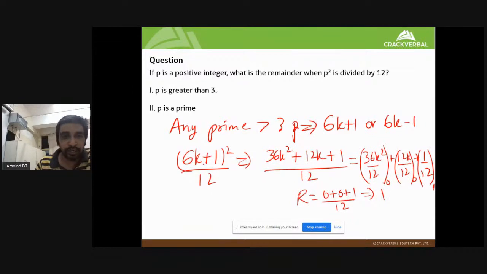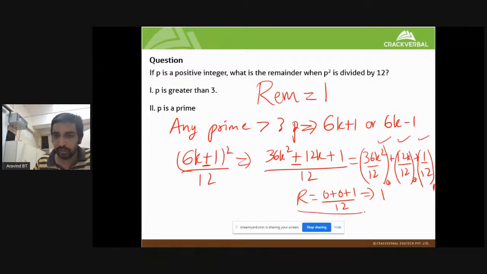What happens if I change it to 6k minus 1 the whole square? Nothing happens. You have 36k square minus 12k plus 1, right? You still have the same components. This component will give you 0, this component will give you 0, and the last component will still give you 1. And that is the reason why the remainder beyond a certain point actually is only 1. So when you combine both the statements, you understand that the remainder will always be 1. And the remainder rules help you break down the terms into smaller terms. You saw how I applied the remainder rules here. So the correct answer to this question is C for Charlie.